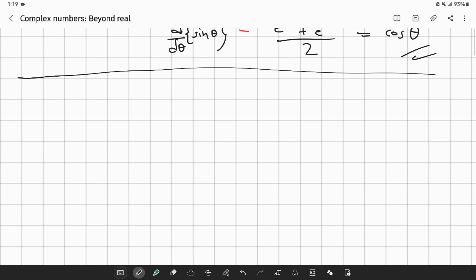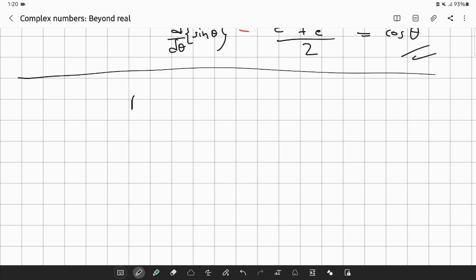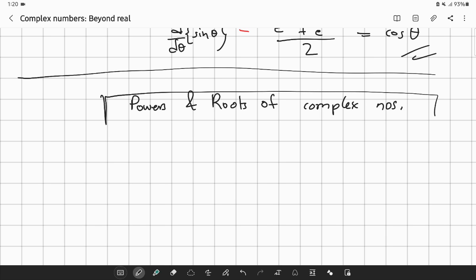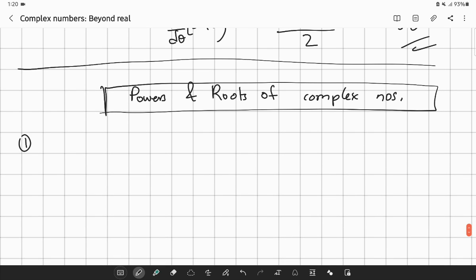Okay, so now let's do some more applications, but this time we'll do applications on powers and roots of complex numbers. So let's get started. The first example is going to be, let me motivate the example first. Let's start with motivations here. So suppose I have 1 squared.